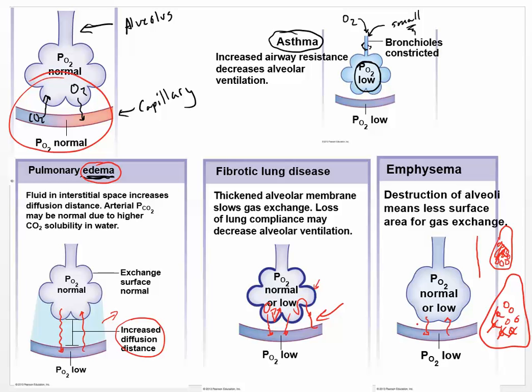All right, so you can look here. The partial pressure of oxygen is low during asthma, okay, because you can't get the air in. Pulmonary edema, you're breathing just fine, your alveoli are fine, but they just can't get the oxygen to the capillaries as well. This is normal too. Fibrotic lung disease, it could be normal, might be low, but even if it's normal, it's going to have a harder time, so that's going to cause your oxygen levels to be low.